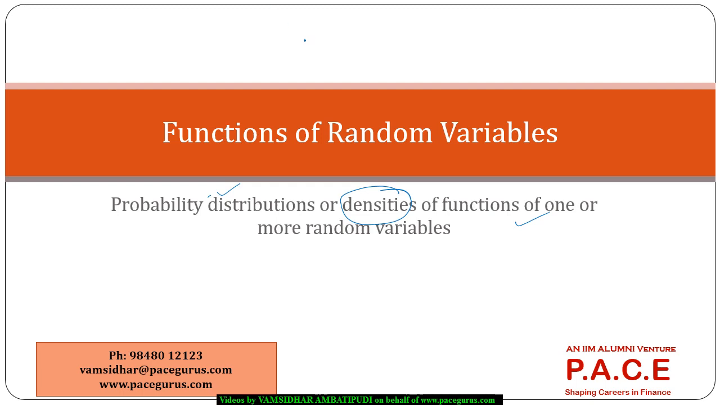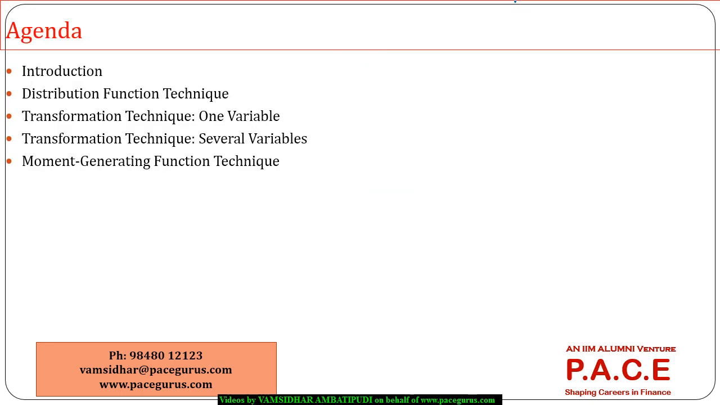So x1 and x2. If x1 is one random variable having one kind of distribution, and x2 is another random variable with another form of distribution, then how do I combine these two to form another variable which is some kind of function of x1 and x2? Initially we will look at functions of one variable, and then we will look at how to combine these variables to find their probability distribution or density functions.